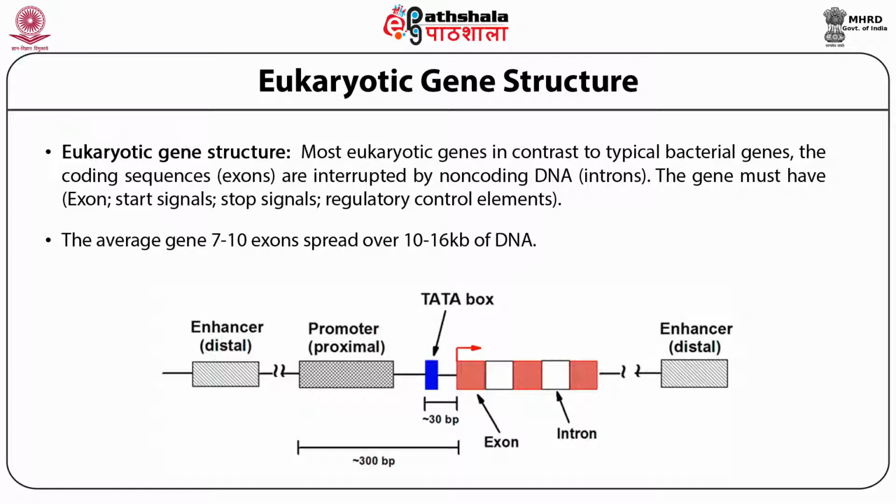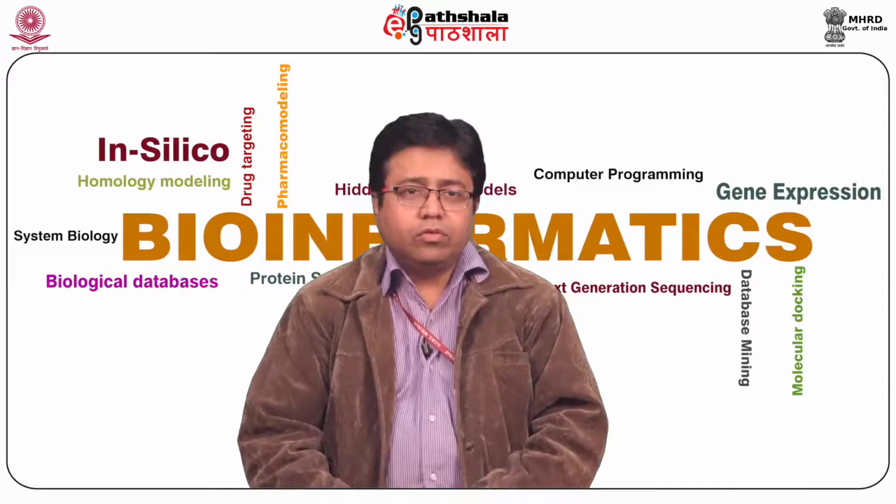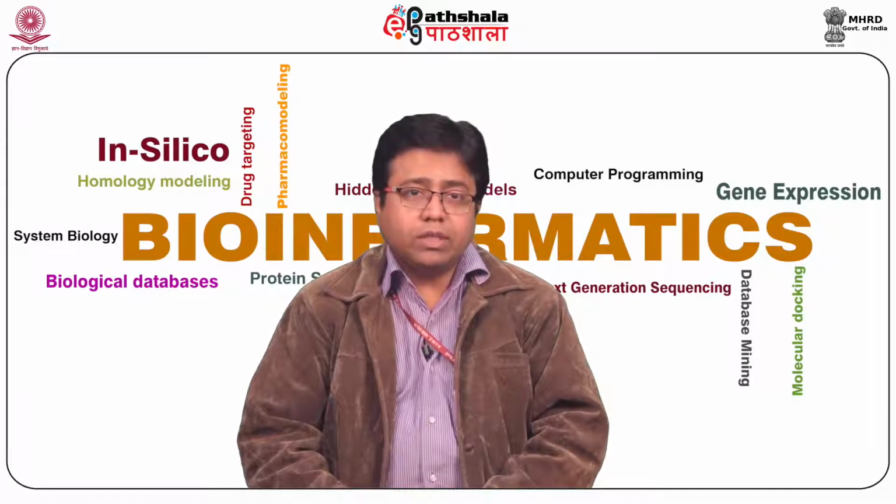And then we could also have some enhancers, which are present downstream, which we call downstream enhancers. Typically, on average, a eukaryotic gene has about 7 to 10 exons, and they spread over about 10 to 16 kb of DNA. We are going to first talk about the genetic code.